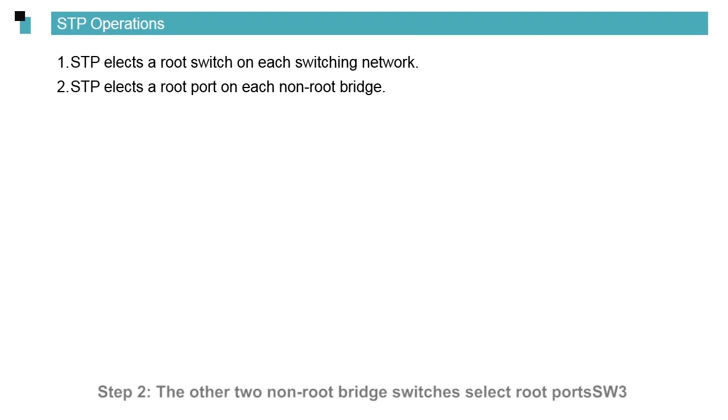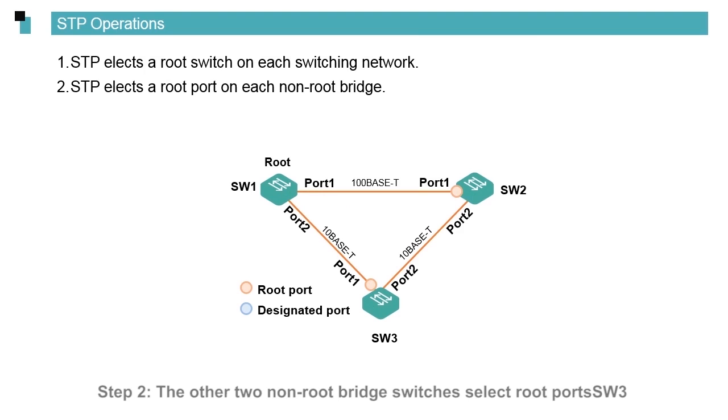Step 2. The other 2 non-root bridge switches select root ports. SW3 has port 1 and port 2, both of which receive BPDUs. SW3 compares the root IDs, path costs, bridge IDs, and port IDs to select a root port. The root ID of both port 1 and port 2 are SW1's bridge ID. The root IDs are the same, and then the path costs are compared.